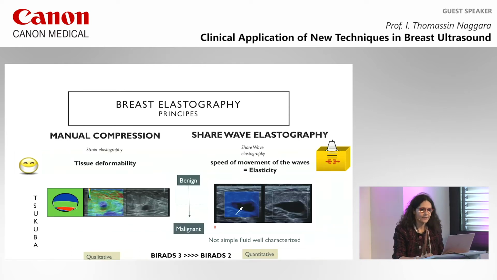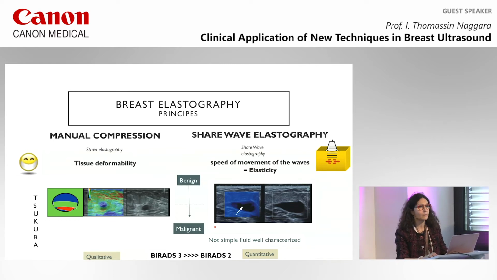So, very quickly, because I think most of you know the principle of elastography, you know that there are two types of elastography. The strain elastography, this consists of manual compression and the evaluation of tissue deformability. There is some classification to evaluate qualitatively the deformability. And the other type of elastography is shear wave elastography, which evaluates the speed of movement of the waves, the elasticity.